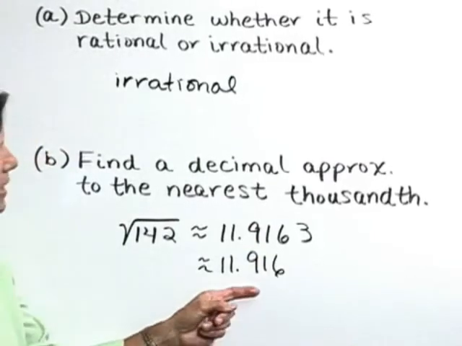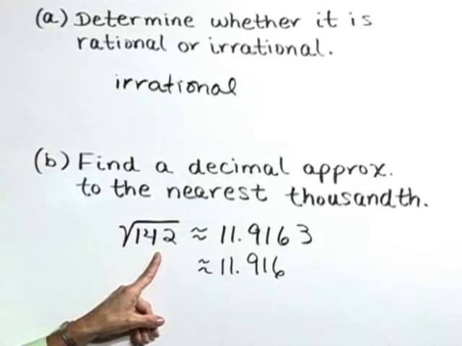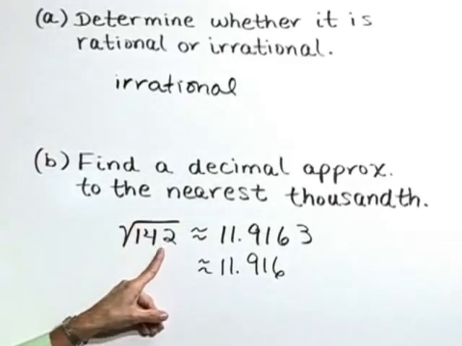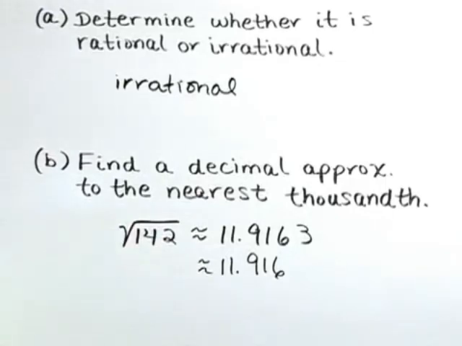11.916. That makes sense because the square root of 144 is 12. The square root of 142 is just a little bit smaller than that. So to the nearest thousandth, we would say that's 11.916.